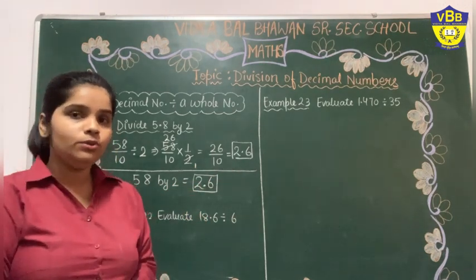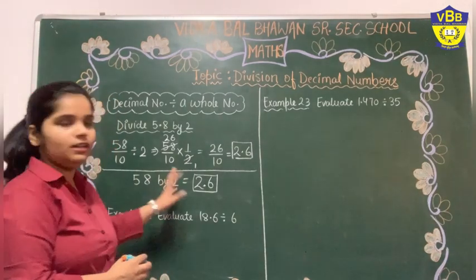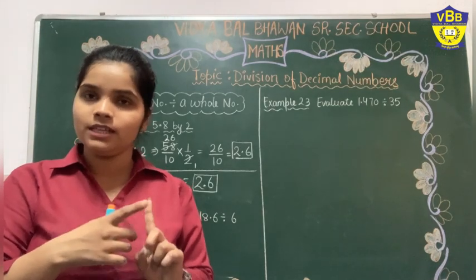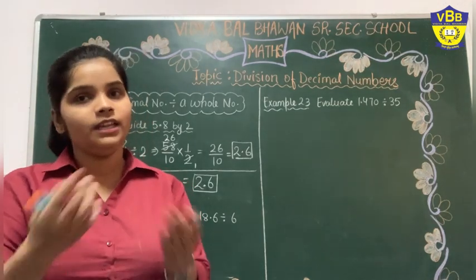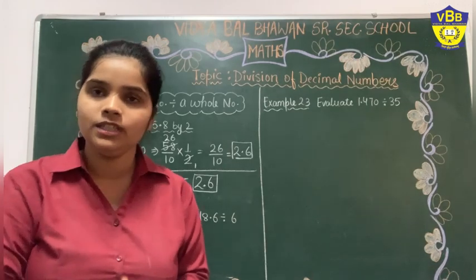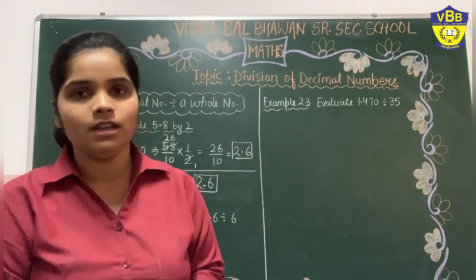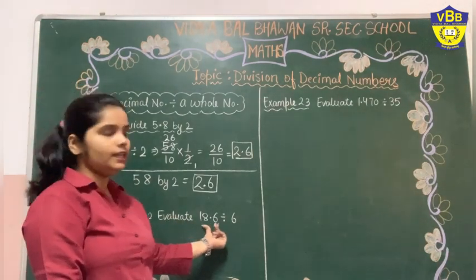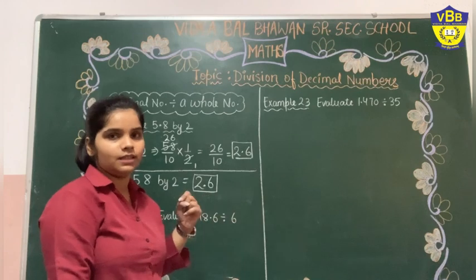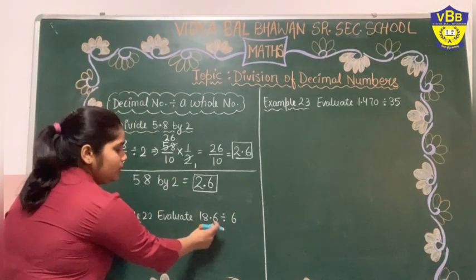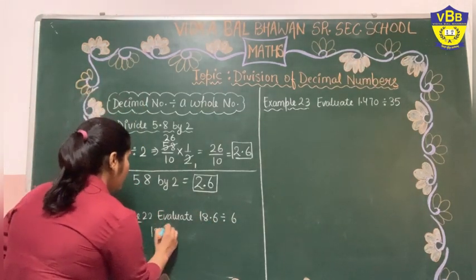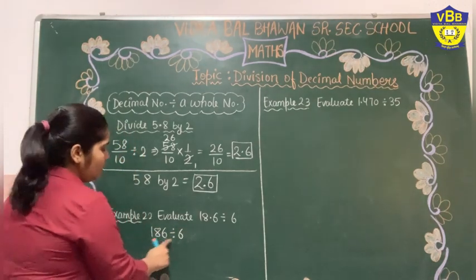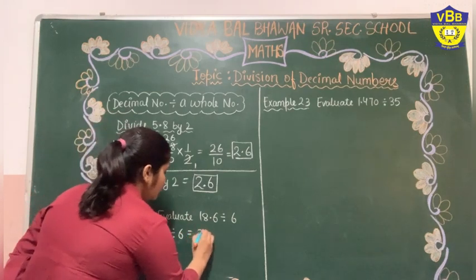Now we will do some examples. We have understood this thing, that we can ignore the decimal at the start, and then when we find the answer, place the decimal after the decimal places the given decimal number is having. So example number 22, evaluate 18.6 divided by 6. Initially ignore the decimal place and divide 186 by 6. Divide 186 by 6, it will be 31.